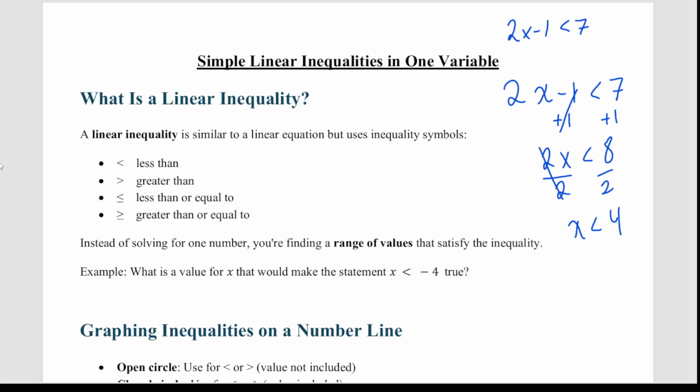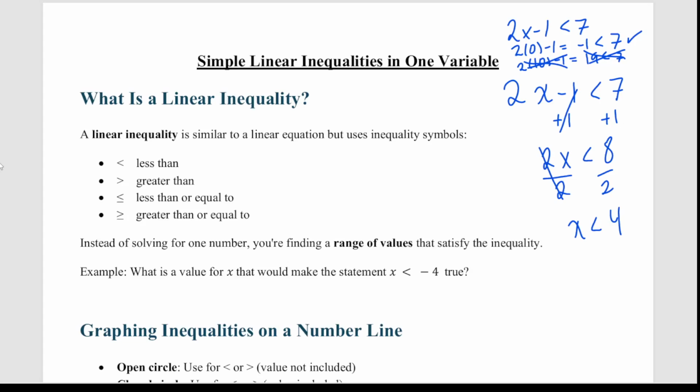For example, if I plugged in x is 0, I'm left with the statement negative 1 is less than 7, which is true. Versus if I plugged in 10, that would leave me with 19, and 19 is not less than 7, so plugging in 10 would not work. Rather than trying to list out literally every single number in the universe that is less than 4, which would be an impossible task because you can't possibly capture that many, decimals, fractions, etc., all the way down to negative infinity, what we do is we express the solution with an inequality.